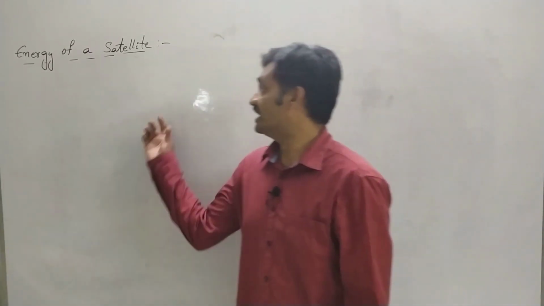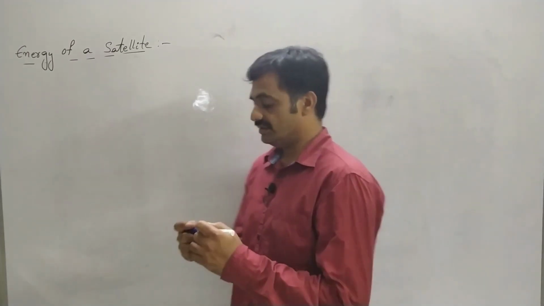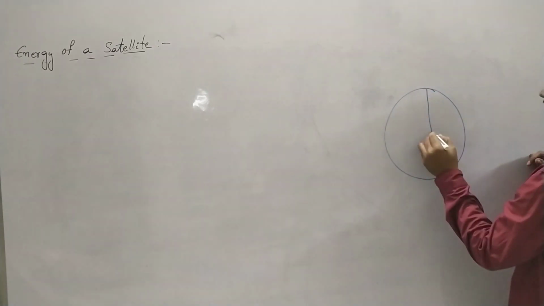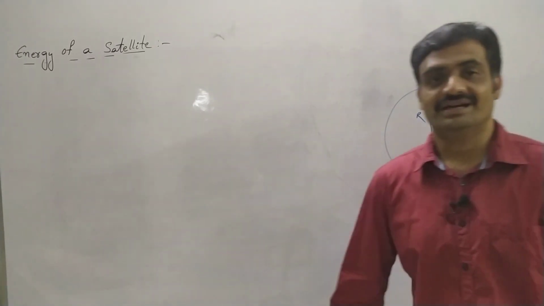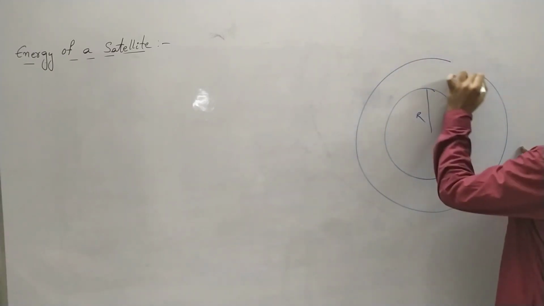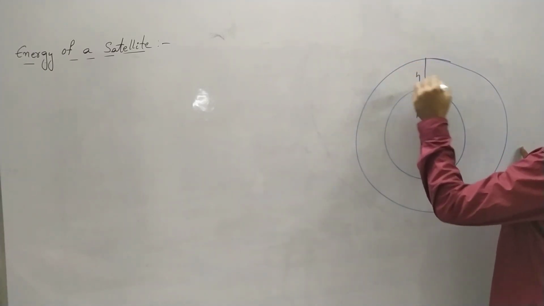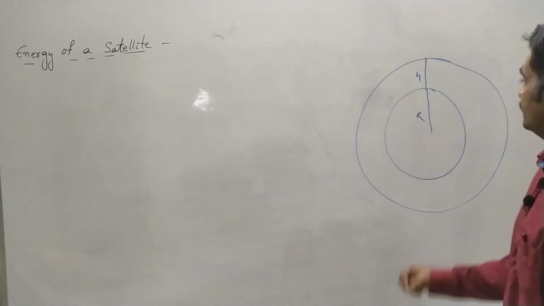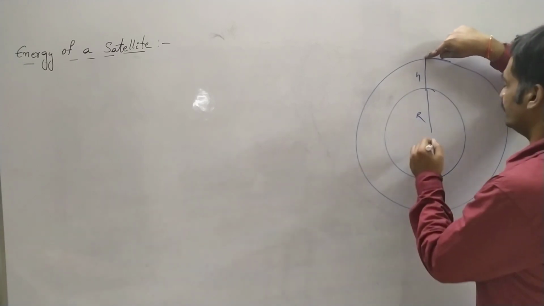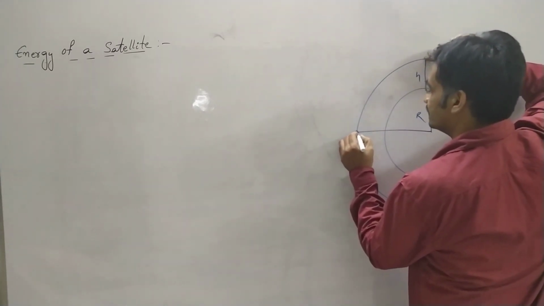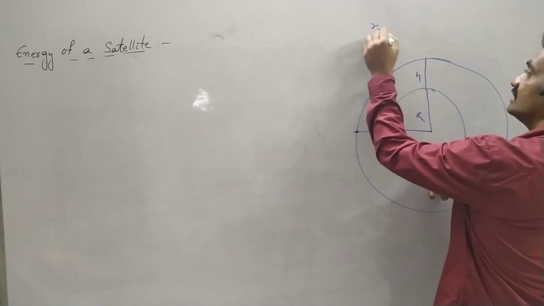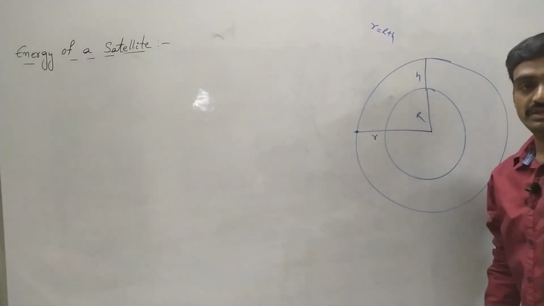Now we are going to discuss the energy of a satellite. Consider our Earth or any planet with a radius R, and a satellite is revolving around the Earth at a height h. When the satellite is revolving at this height, and if we consider from the center of the Earth, the satellite is at a distance of small r, and we know that small r equals capital R plus small h.